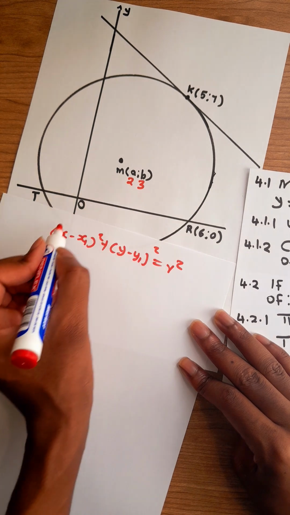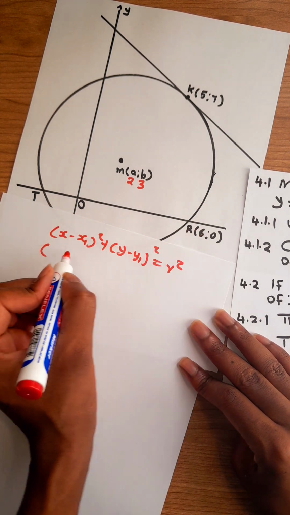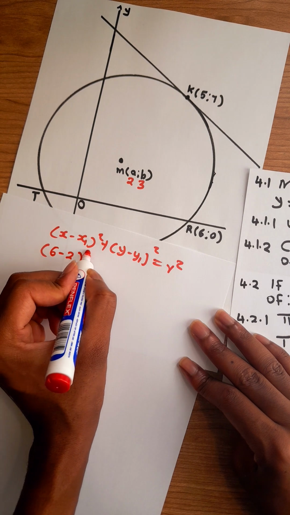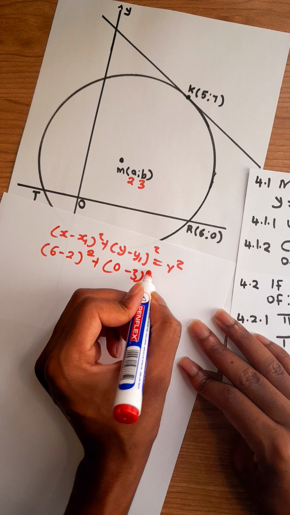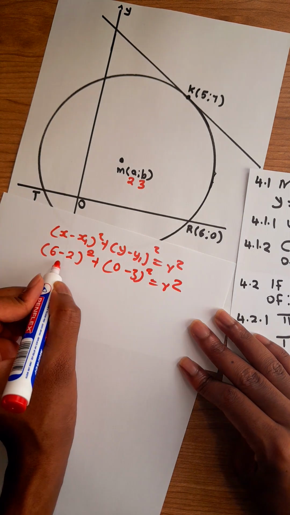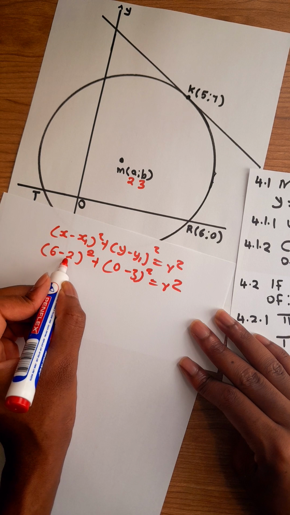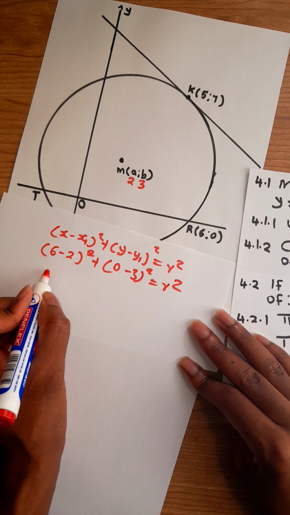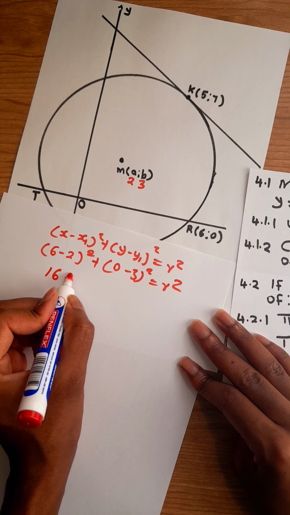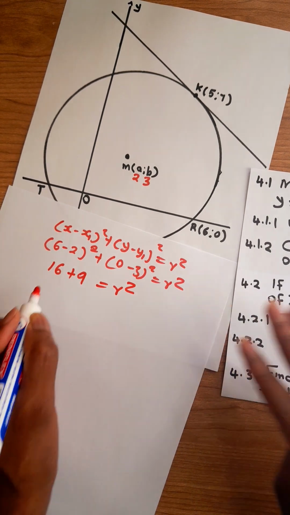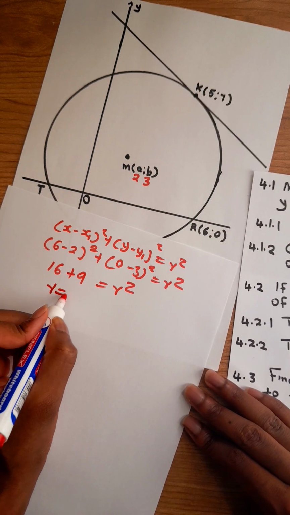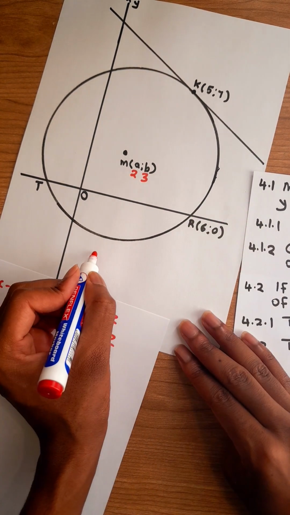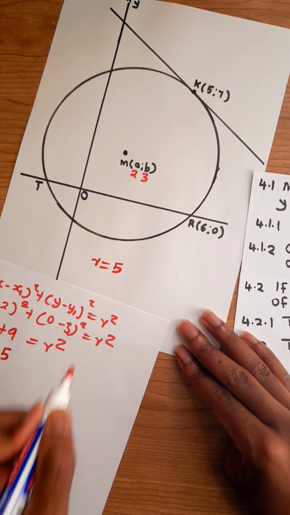So I'm going to have (6 minus 2), and then I'm going to square it. This is the 2, plus I'm going to have (0 minus 3) squared, and then what is my r squared? So this is going to be 6 minus 2, that's 4, and 4 squared is 16. This is going to be plus 9, that actually equals r squared. So what is 16 plus 9? It is 25. The root of 25 is just going to be 5. So it means that my radius is actually 5. So I come here and say, hey, I know that my radius is 5.